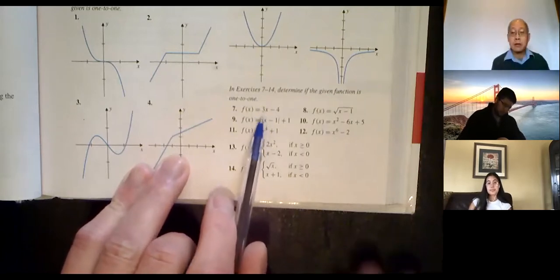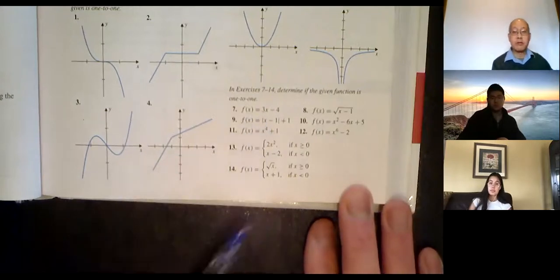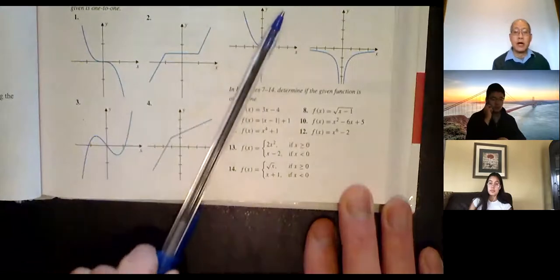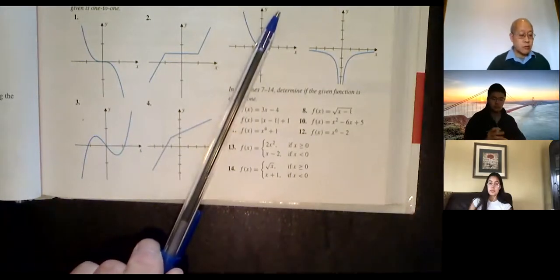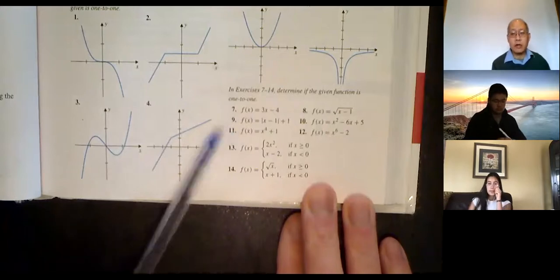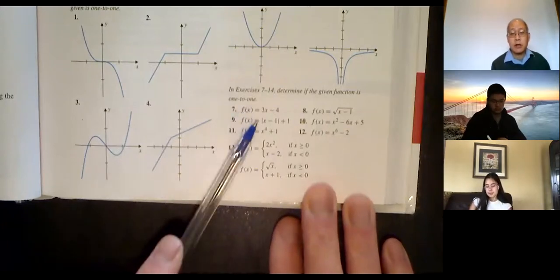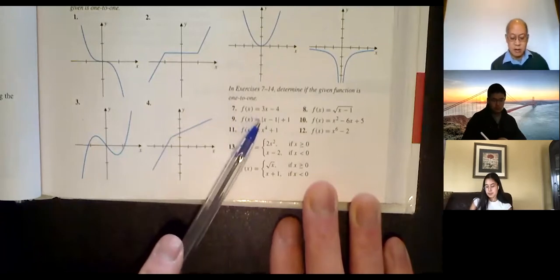It's a straight line. Right? It's a line with a slope of 3 and a y-intercept of -4. You don't have to graph it, but something like that. So does that look like it's going to be 1 to 1? Yes, it is. Okay, so 7 is 1 to 1. Right? And if you need to give a reason, it's because, well, it's a line, it's linear.